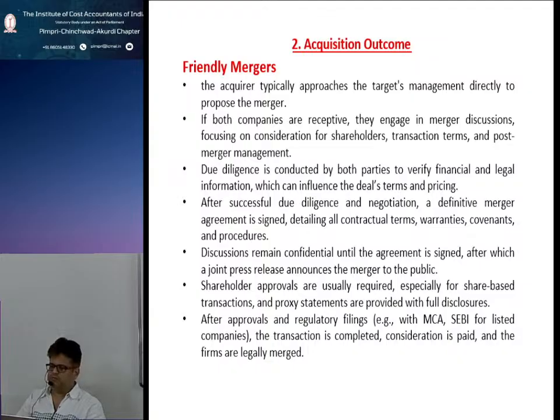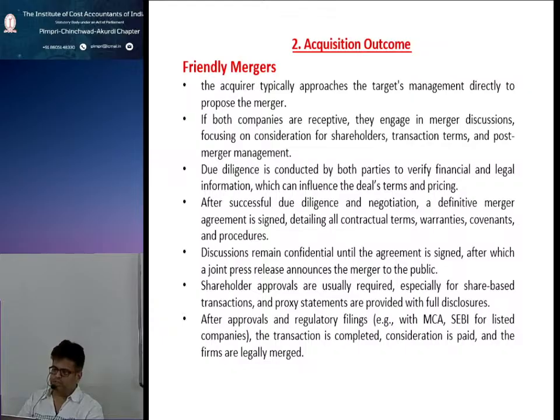Friendly mergers. Friendly mergers means the acquirer typically approaches the target's management directly to propose the merger. If both companies are receptive, they engage in merger discussions, focusing on consideration for shareholders, transaction terms, and post-merger management. Due diligence is conducted by both parties to verify financial and legal information, which influences the deal's form, terms, and pricing. So typically it's a friendly negotiation between the acquirer company and the target company.